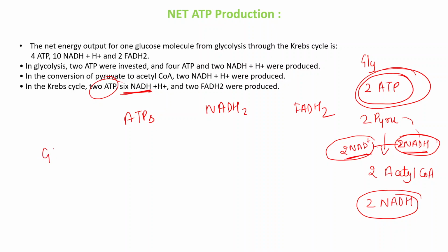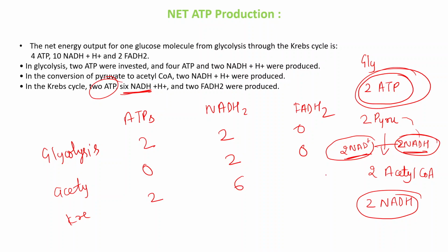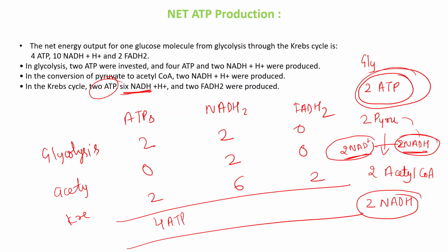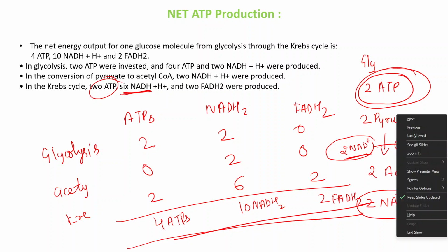So glycolysis gave 2 ATPs and 2 NADH. Acetyl CoA formation gave us 2 NADH and 0 ATP, 0 FADH2. And Krebs cycle gave you 2 ATPs, 6 NADH and 2 FADH2. So total is 4 ATPs, 10 NADH and 2 FADH2 so far. Okay. So this is the net ATP production in all these cellular respiration processes. Thank you so much.